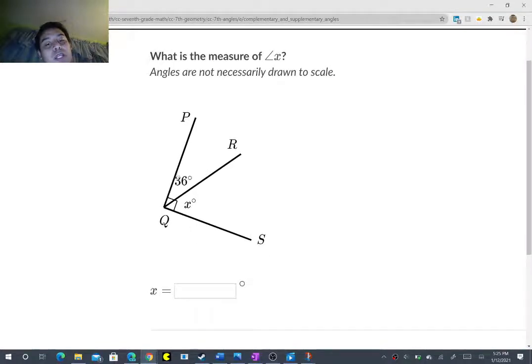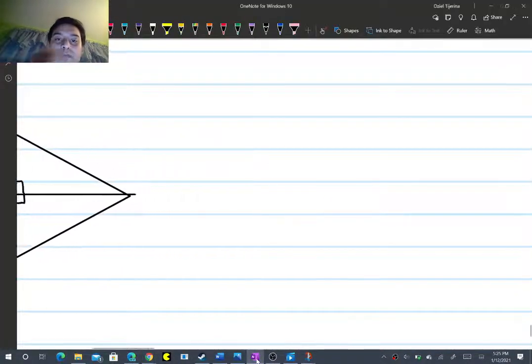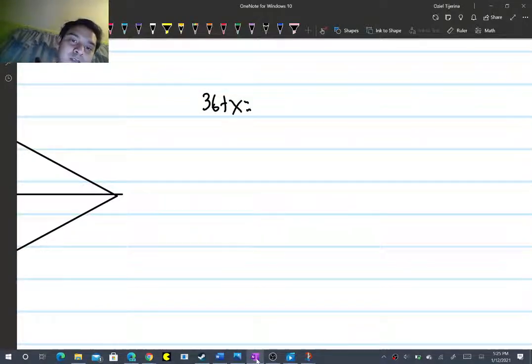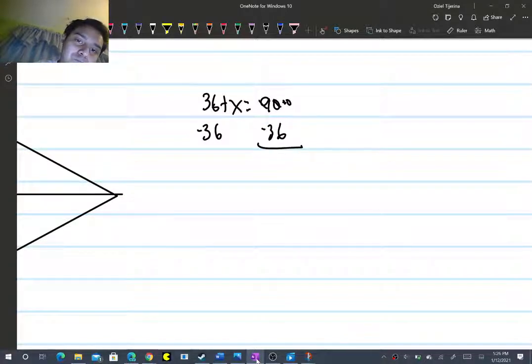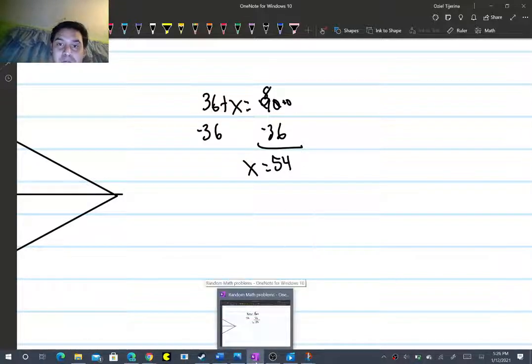Now, looking at this, because this entire angle is 90 degrees, we can say that 36 plus x equals 90. And you just do a little bit of algebra. You can say that x is 54 degrees. Okay.